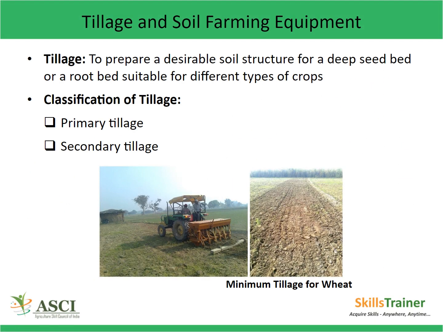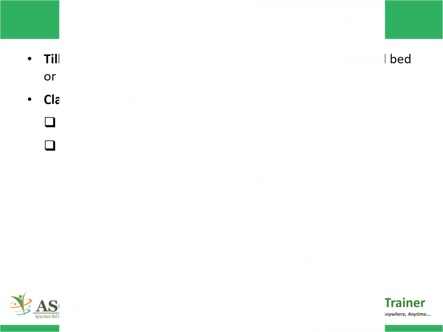Tillage and soil farming equipment. Tillage, to prepare a desirable soil structure for a deep seed bed or a root bed suitable for different types of crops. Classification of tillage: primary tillage and secondary tillage.